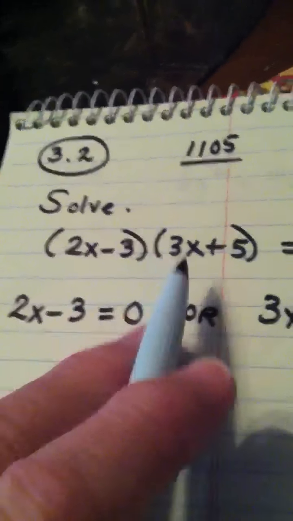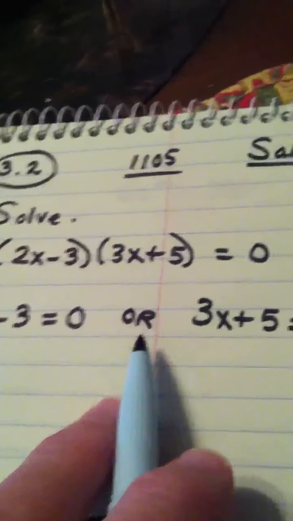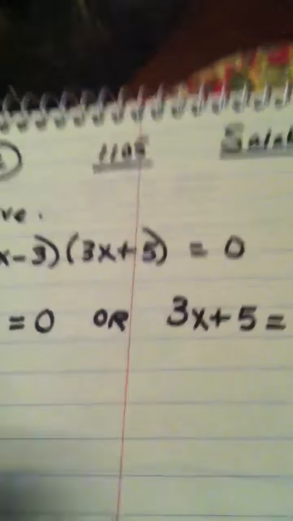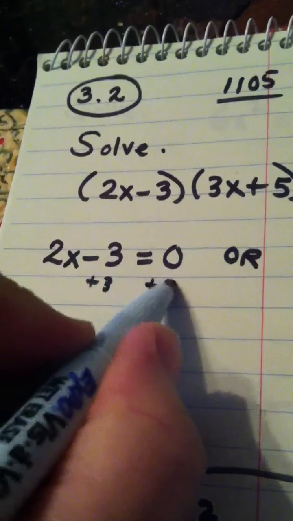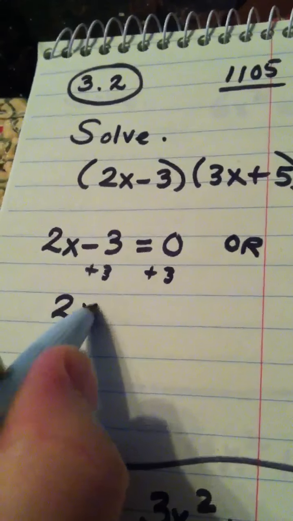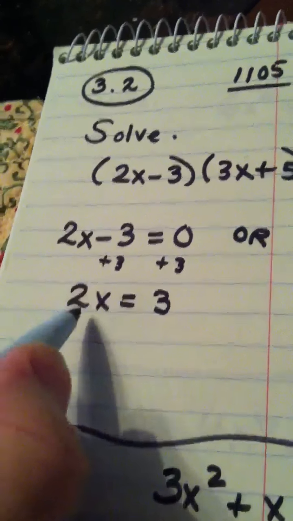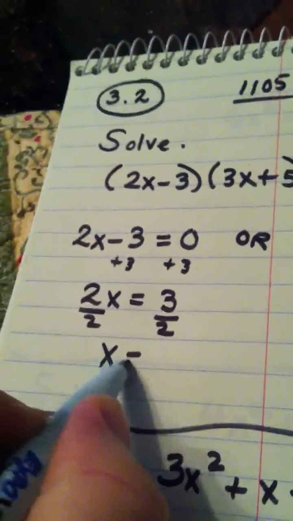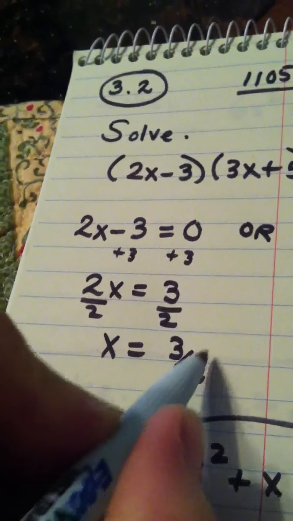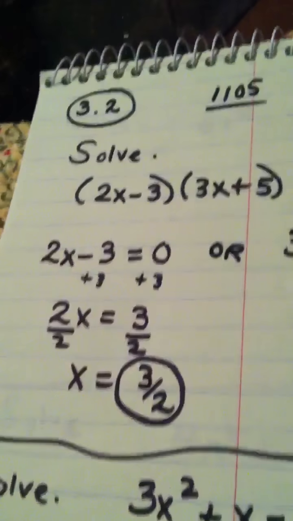So anytime I have two factors multiplied together to equal 0, either the first one is 0 or the second one is 0. If I solve this first case, I'm going to add 3 to both sides. So I'm going to end up with 2x is equal to 3, and I'm going to divide both sides of the equation by 2. So one solution to my equation is the answer 3/2.